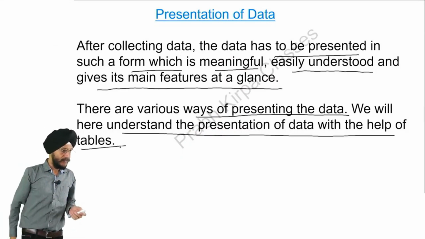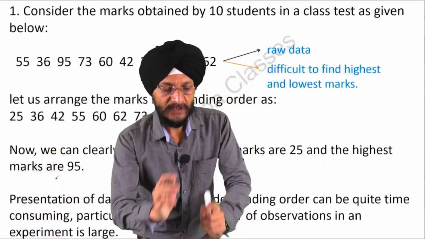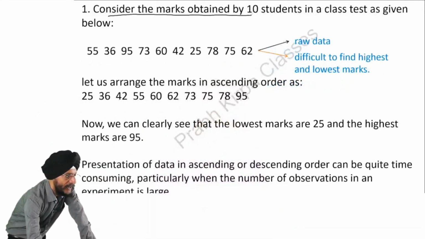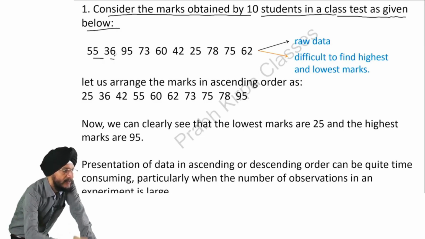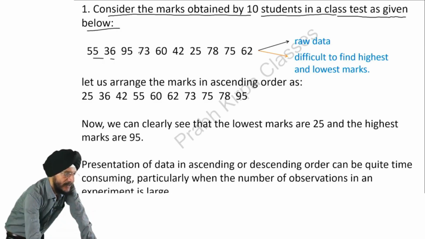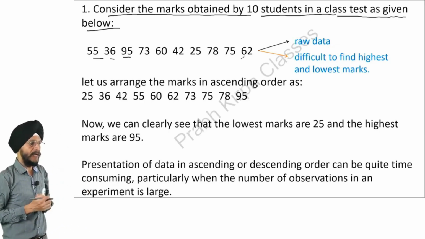Now we will see. We will first consider an example. Consider the marks obtained by 10 students in a class test given below. Here are the 10 students. One student has obtained 55, another 66, another 95, and so on. Different students have obtained different marks.